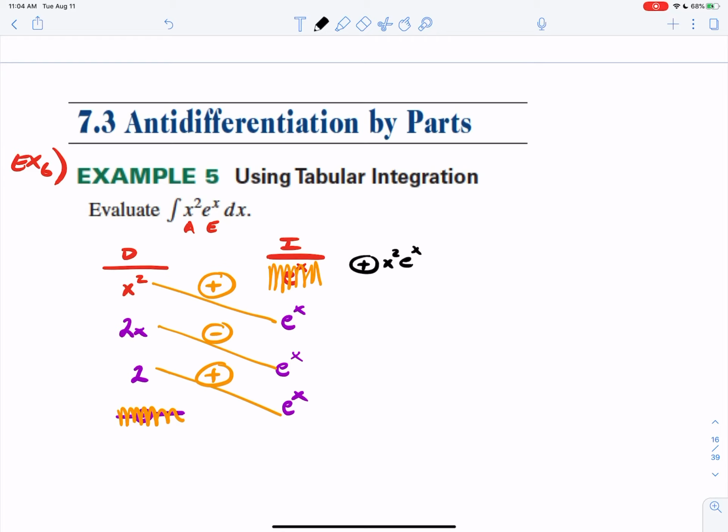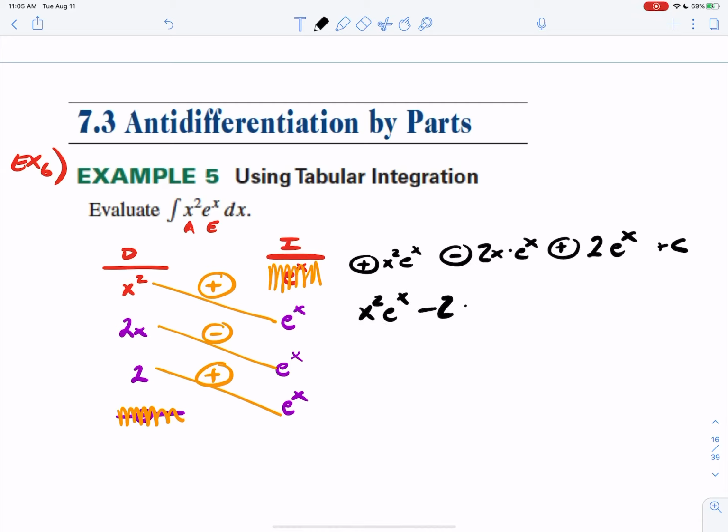Okay, now we look at our second pairing, and it's a minus 2x e to the x. Now I'm circling it for you guys to see. When we actually do this, we don't write out the circles, okay? And the last pairing is going to be 2 times e to the x, and it's going to be multiplied by a positive, so 2 e to the x. And don't forget your plus c. So this here is going to be x squared e to the x minus 2x e to the x plus 2e to the x plus c.